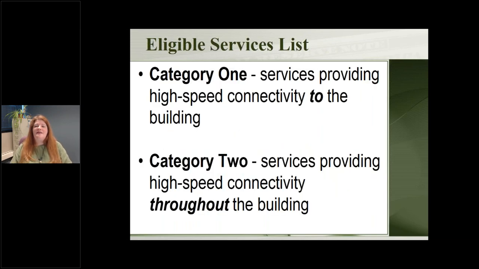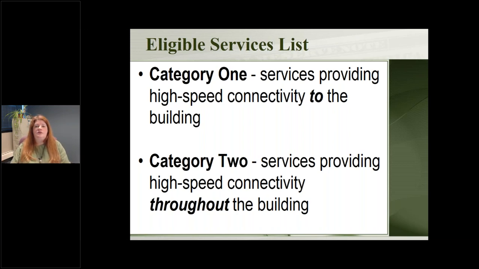Okay, so as it says in the previous slide, there are two different categories of services, things that you can apply for E-rate discounts for. Services providing the connection to the building are category one, and anything providing connection within the building is category two. So category one would be your monthly internet bill. How do you get the internet to your library in the first place? What are you subscribing to? Is it a cable connection? Is it DSL? Who's your service provider?